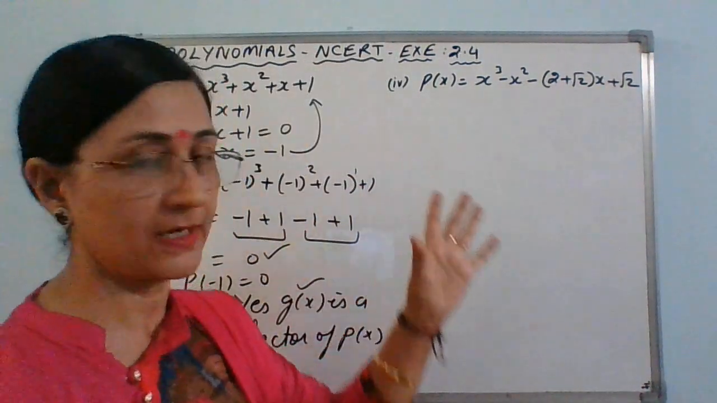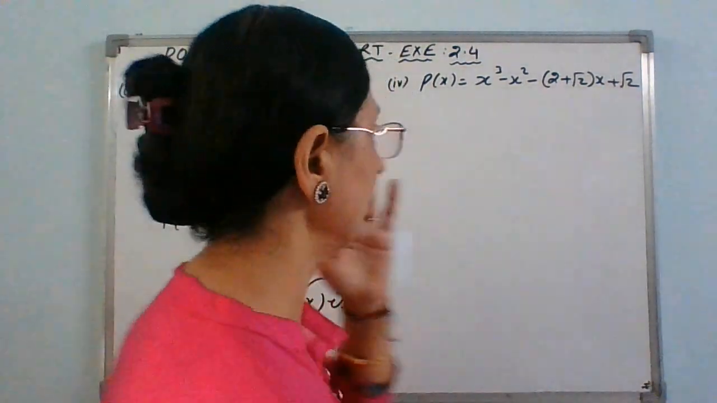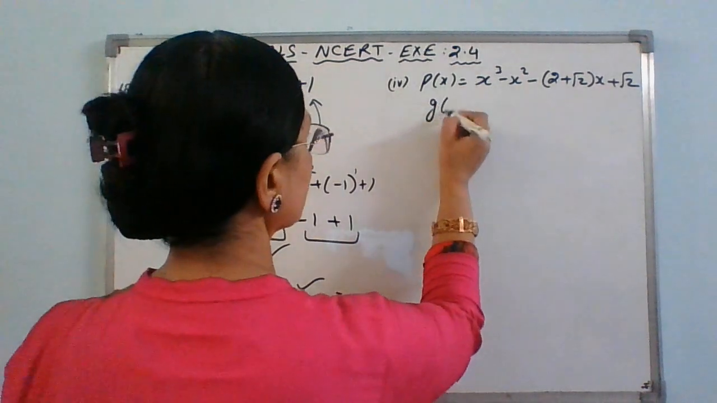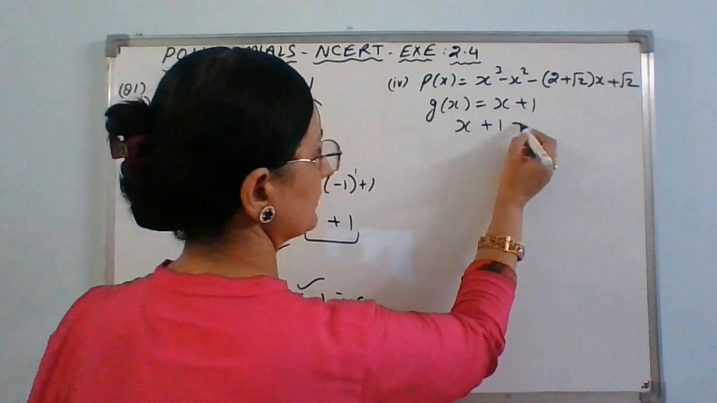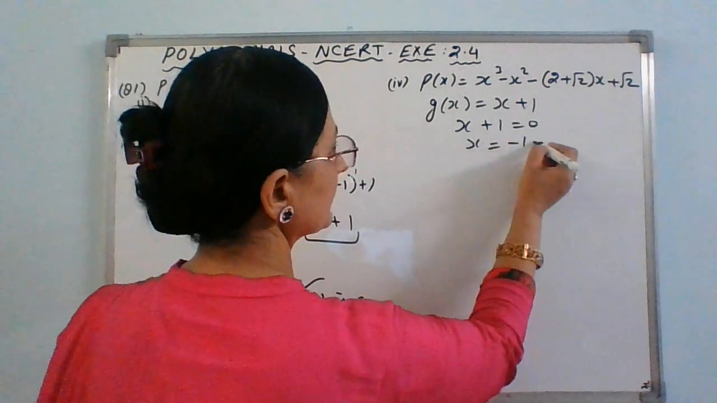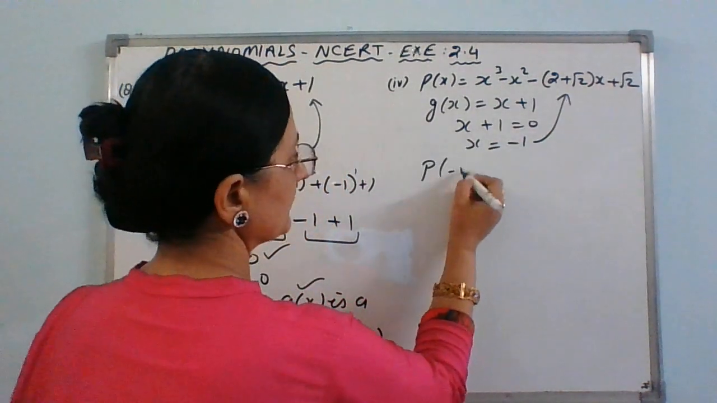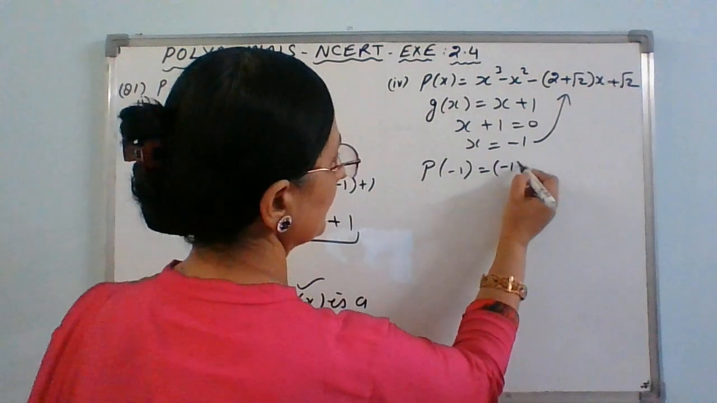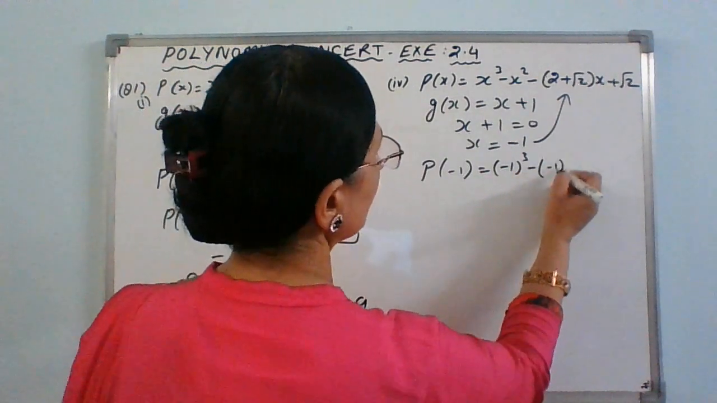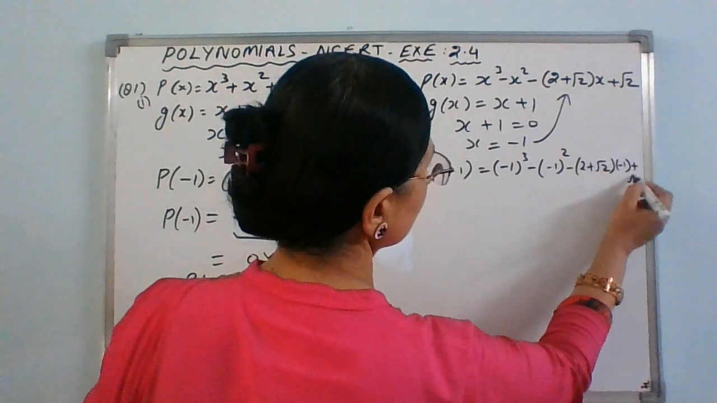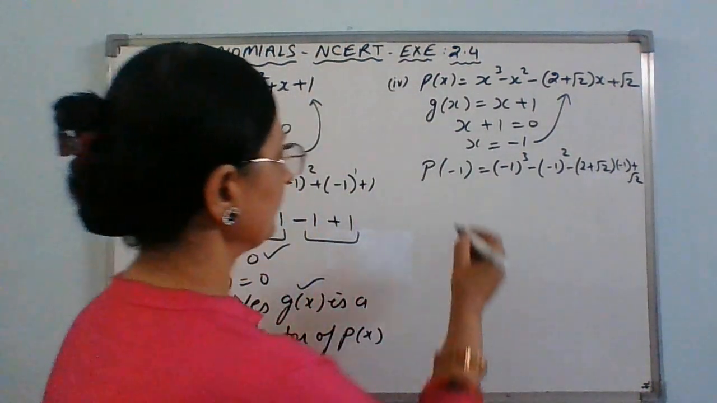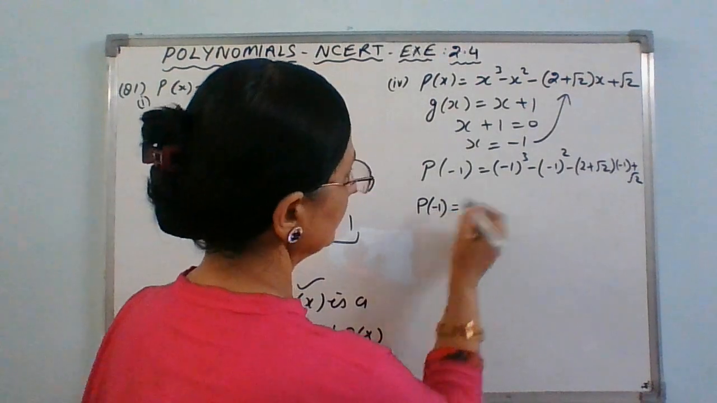Now the fourth part, of the same type. We have to check the same thing, and g(x) is the same for all 4 parts. So x + 1 = 0 means x = -1. Substituting here, -1, it gives (-1) cubed minus (-1) squared minus (2 + √2)(-1) + √2. Now let us see what result we get here.